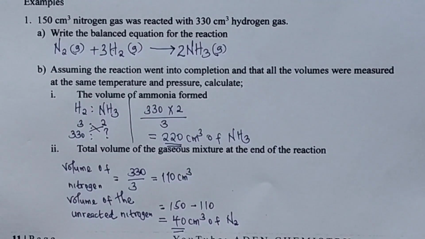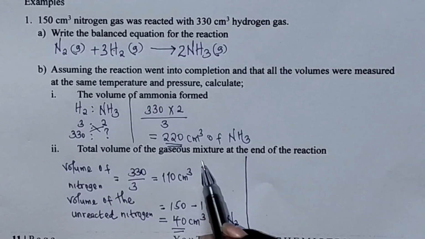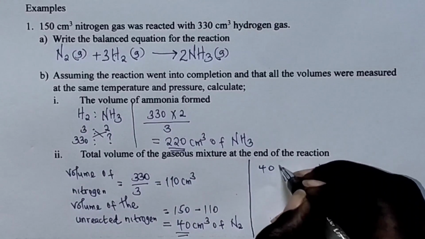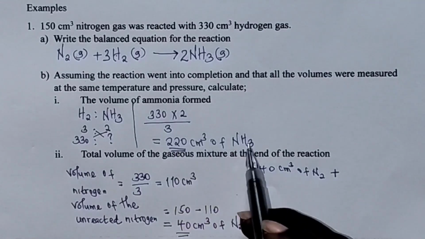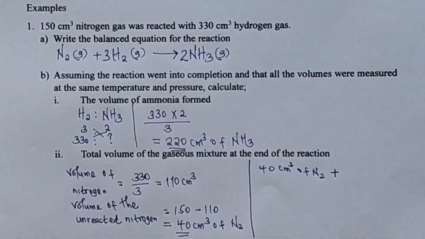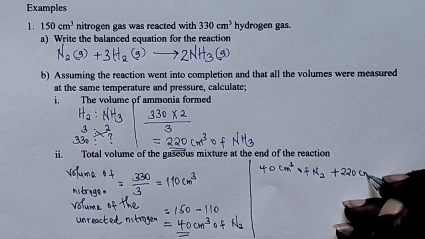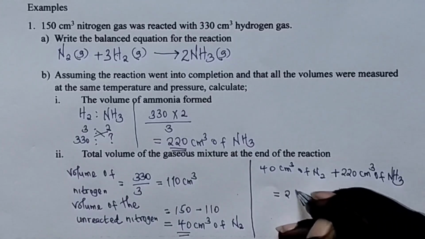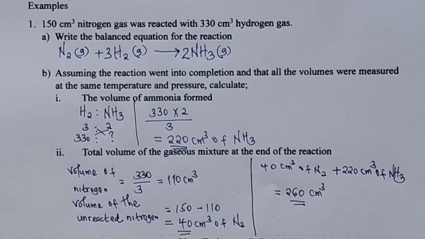Next, we are told total volume of the gaseous mixture at the end of the reaction. So we have 40 cm³ of nitrogen gas, plus the 220 cm³ of ammonia gas. Remember, ammonia gas was the product. Since we are asked for the end of the reaction, we add 220 cm³ of ammonia gas. When we add this, we get 260 cm³ as the total volume of the gaseous mixture at the end of the reaction. So we are done with question 1.